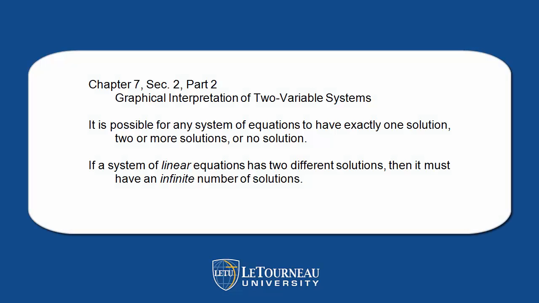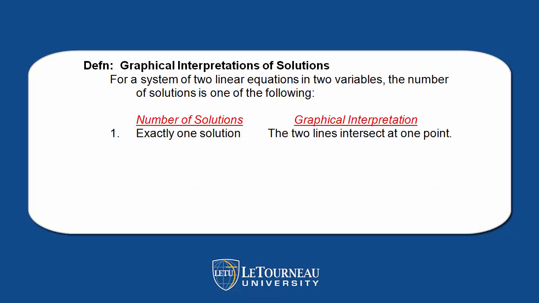Let's look at some graphical interpretation of a two-variable system. It's possible for any system, as you know, to have either one solution, two or more, or none. If a system of linear equations has two different solutions, then it must have an infinite number. So let's look at some ideas here graphically.